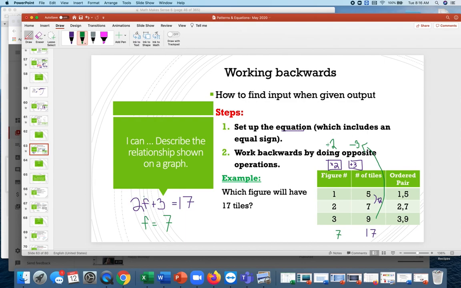If I wanted to double check this, I would put this in here, right? So 2 times 7 is 14. 14 plus 3 is 17. So there you go. That's it. Okay? That's all we're doing today.